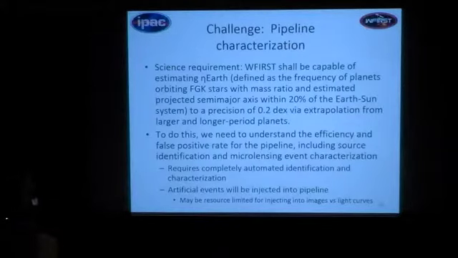And then on the pipeline characterization, one of the very high-level science requirements of WFirst is to estimate eta sub Earth. That is the frequency of Earth-like planets orbiting solar-like stars, and here's all the numbers if you want to know exactly how it's written out. And so to really do this, we obviously have to understand the detection efficiency and false positive rate, as we heard earlier in the session. And so to really do that within the resources allocated, everything is going to have to be automated.